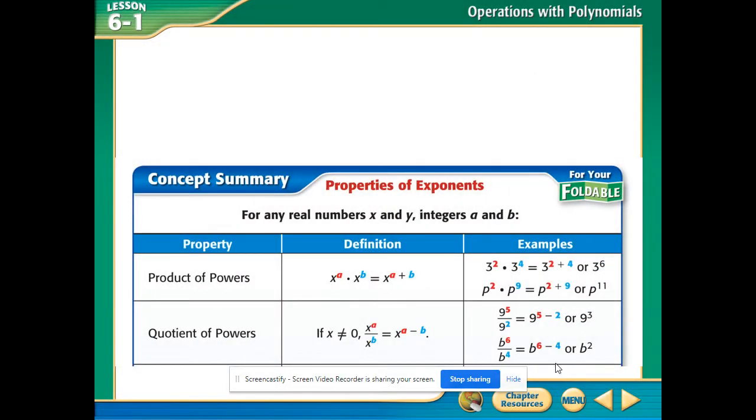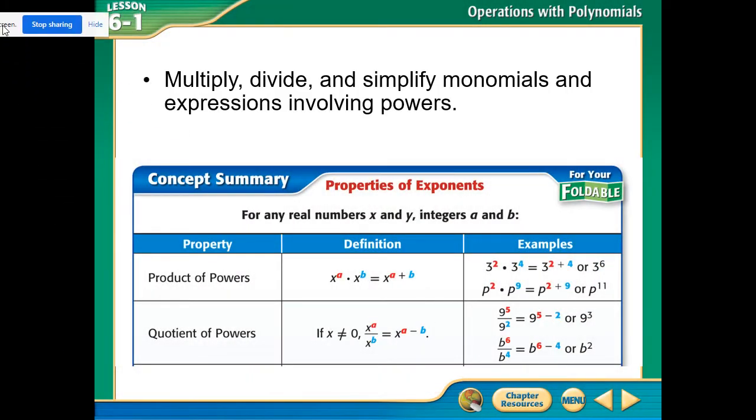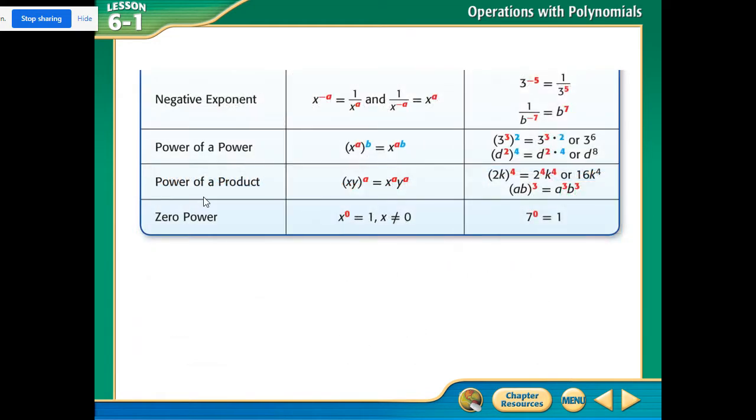All right, today we're going to be talking about operations with polynomials. Now I'm going to split this section into two. So today we're just going to be dealing with the monomial types, then we'll deal with polynomials tomorrow. So when I'm dealing with monomials, we're going to multiply and divide them and simplify the monomials as best we can. Now we have several different powers.